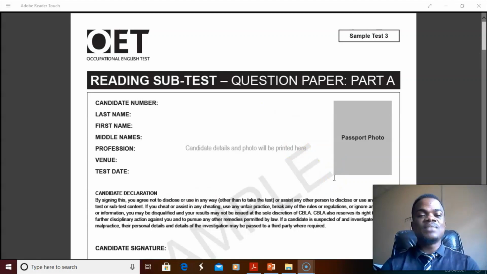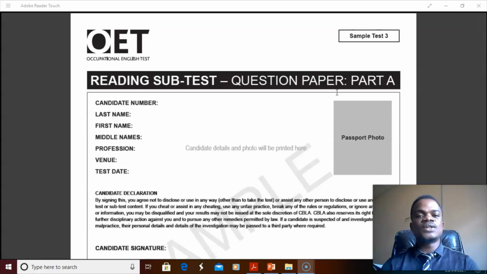First, you have 60 minutes for the whole exam to do the reading, and the reading is divided into two sections. In the first section, you'll have the reading Part A. So this is the question paper of the reading test Part A. Then in the second section, you will have Part B and Part C.